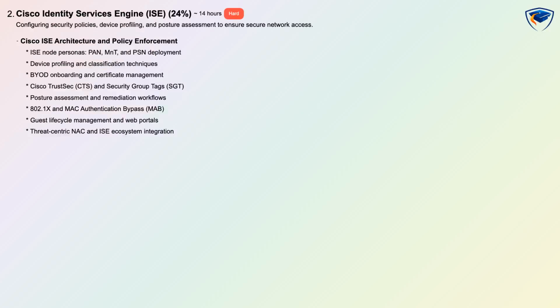The Cisco Identity Services Engine domain, carrying 24% of the total weight, focuses on configuring security policies, device profiling, and posture assessment to ensure secure network access. This domain is further divided into topics such as Cisco ISE architecture and policy enforcement, which includes ISE node personas, PAN, MNT, and PSN deployment, device profiling and classification techniques, and more.